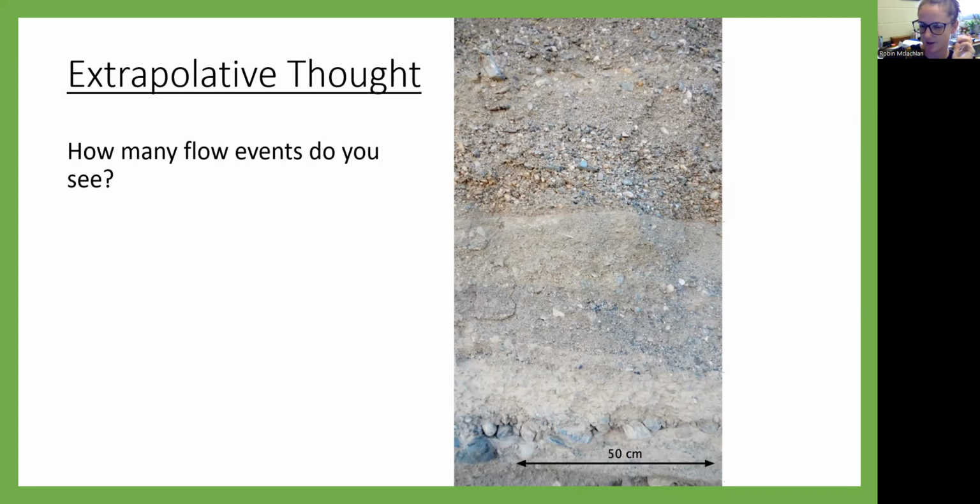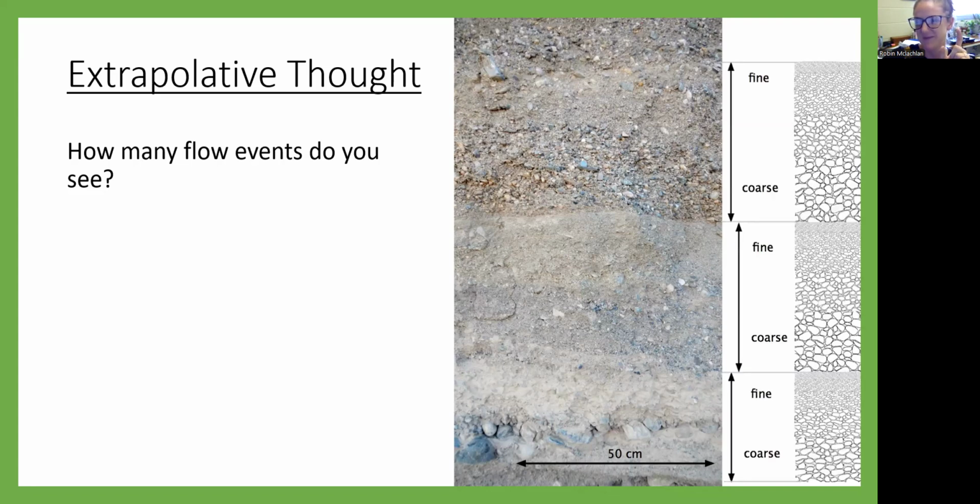I'm just going to tell you the answer because I want to make sure you see it. I see three, right? We get that coarse material at the bottom that fines upward once, and then another coarse layer that fines upward, a final coarse layer that fines upward. You could argue that there's another coarse layer on top of that, so we can see this beginning of a fourth turbidite layer. But at least for full, solid, complete layers, I see three of them.